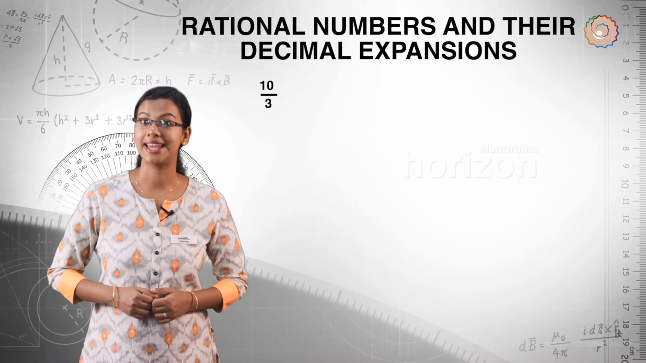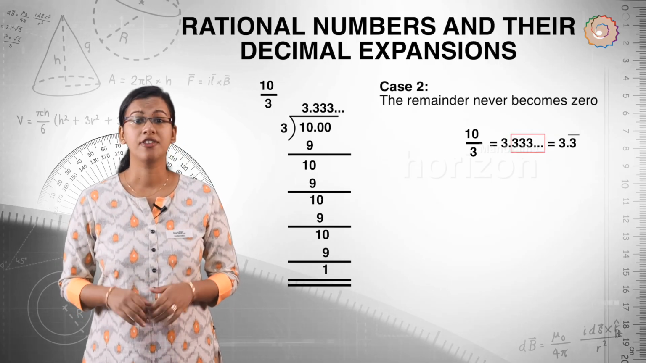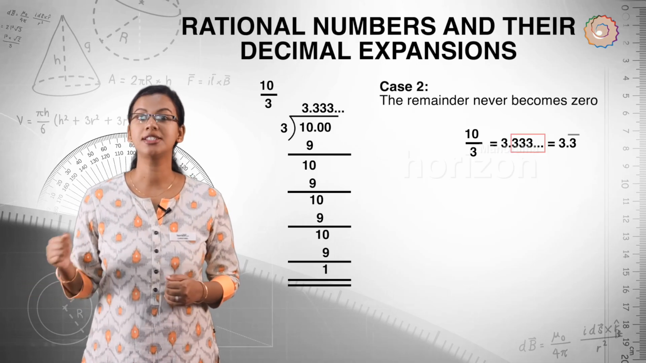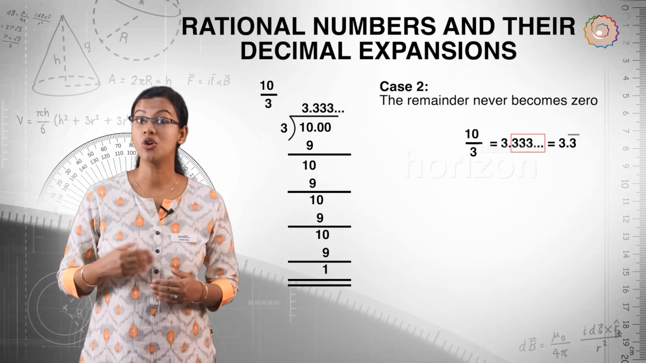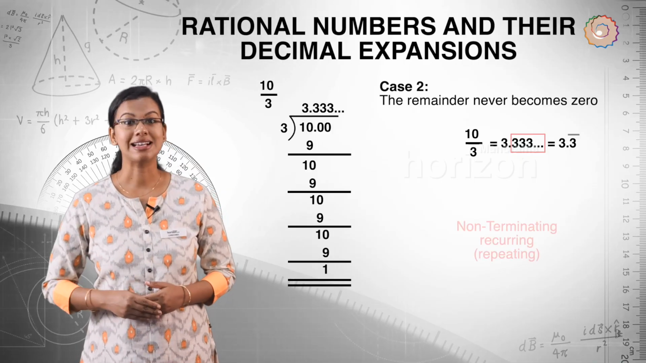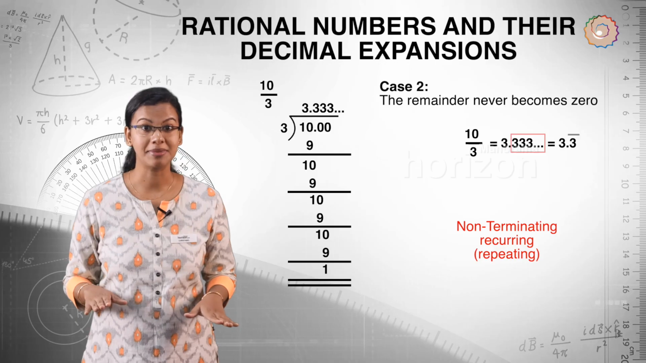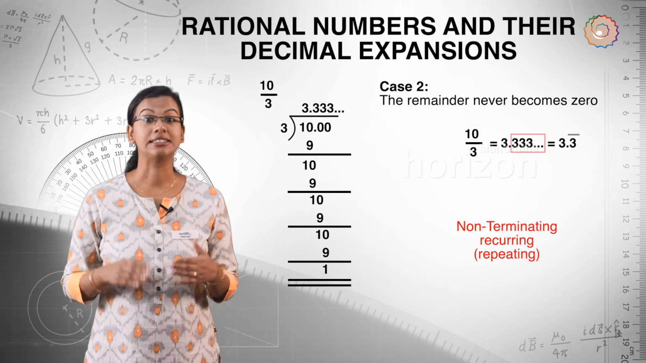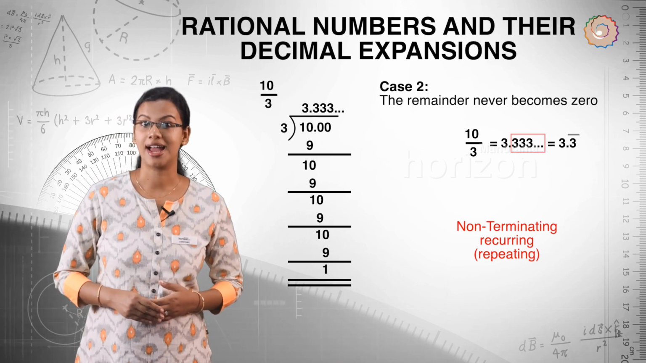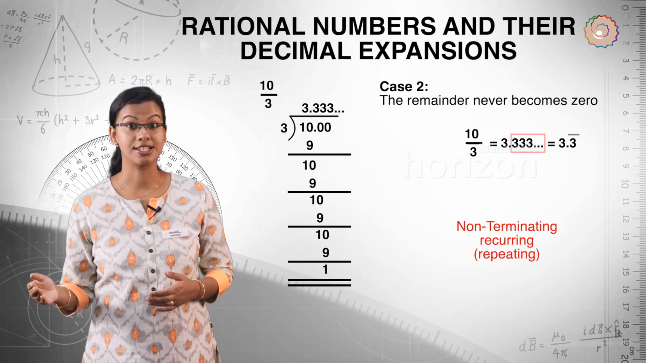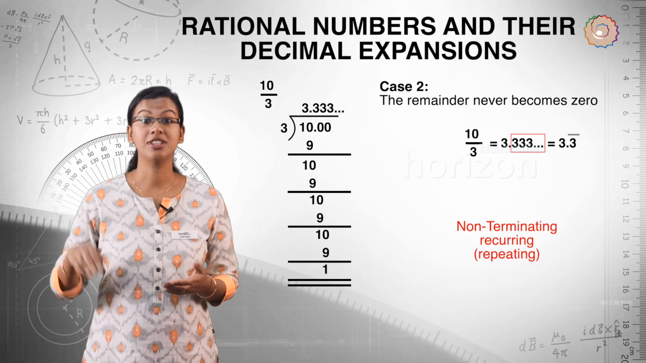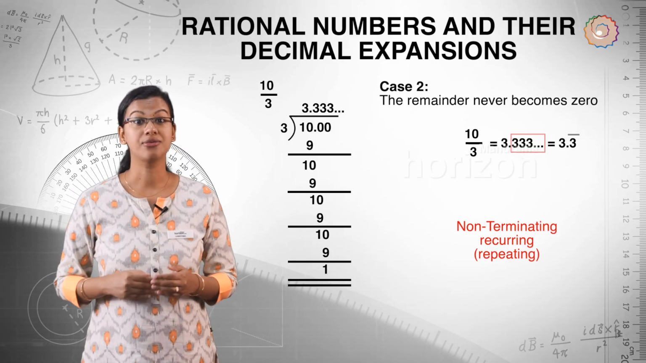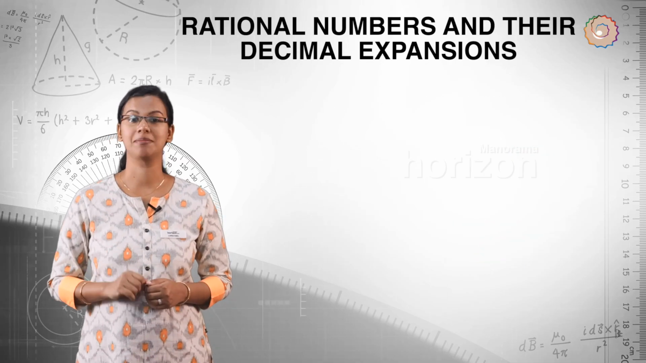Next, let's divide 10 by 3. Here we notice that we never get 0 as remainder, and the digits continue to form after the decimal point, and also those digits are repeating. Such decimal numbers are called non-terminating recurring or repeating. And here we notice that 3 is repeating. So, we can write 3.333 etc. as 3.3 with a bar on top of 3. That is, bars are used after the decimal point for repeating digits.